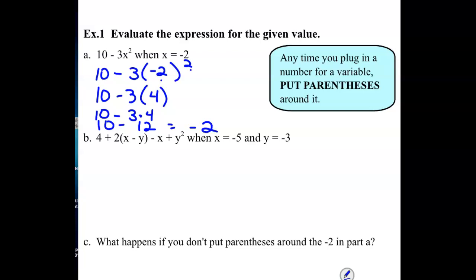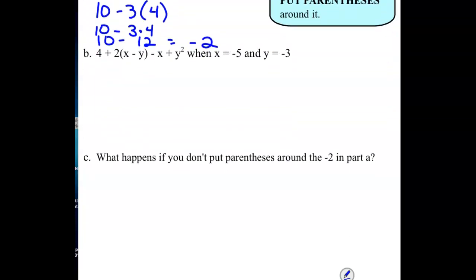Now I'm going to jump down here for a second. We'll come back to part B. But if we look at that same question we had in part A, where it was 10 minus 3x squared, and we were substituting in a negative 2, if we hadn't put the parentheses around it, it would look like this.